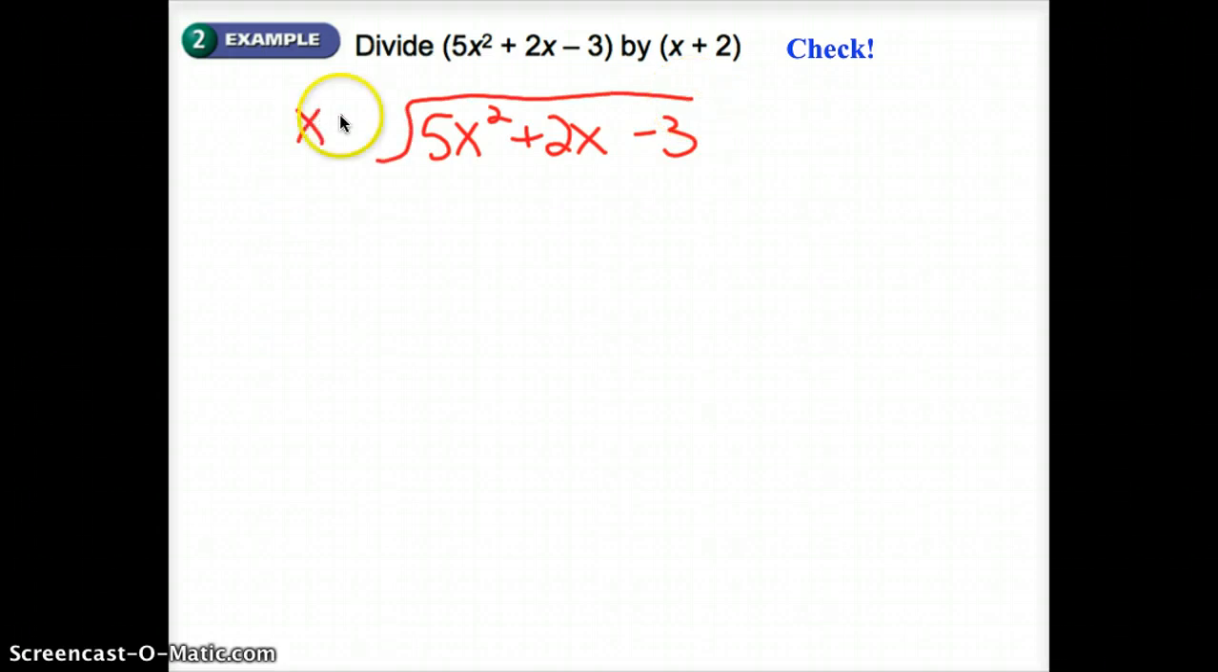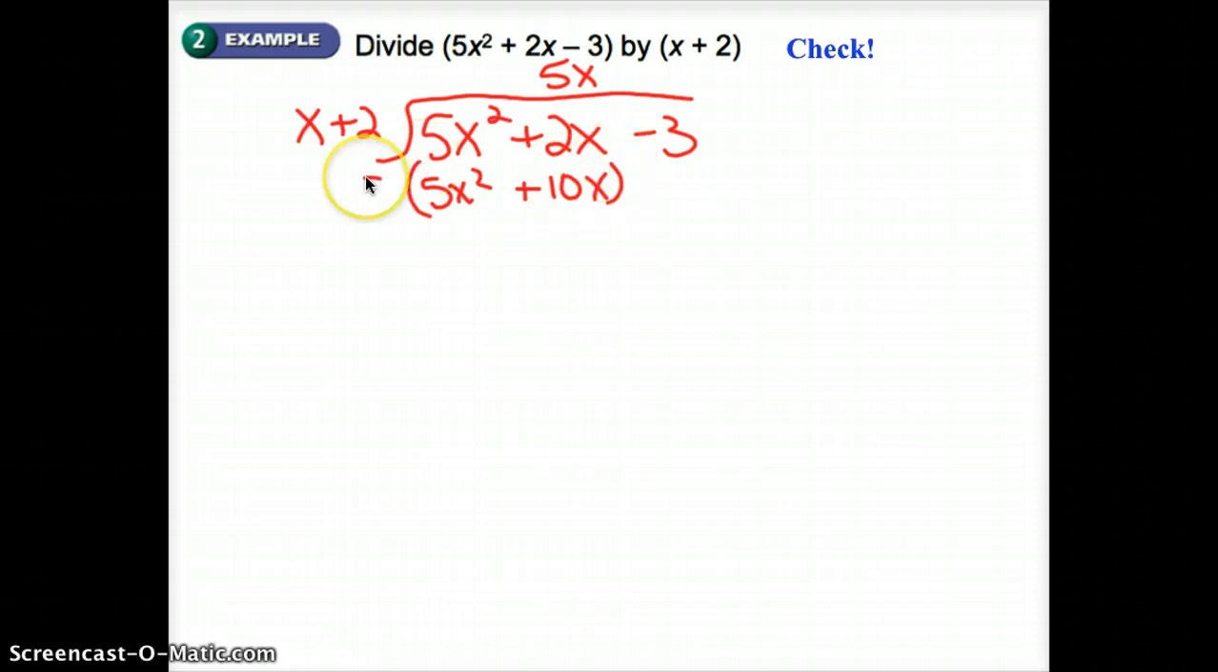So again, I'm going to start dividing x plus 2 into 5x squared plus 2x. I'm going to look at the leading term, so x into 5x squared. That goes in 5x times. I'm going to put it above the other x term. Then I'm going to multiply 5x by x plus 2. So that's going to be 5x squared plus 10x.